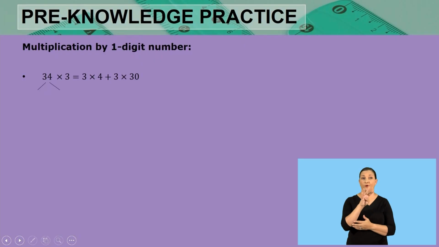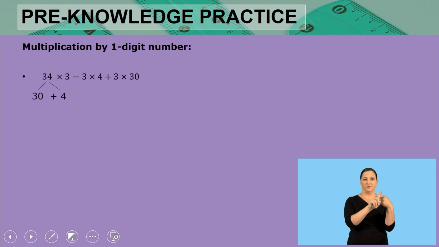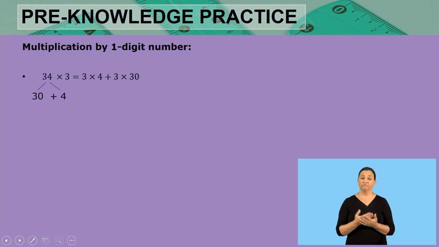So we have there 34 multiplied by 3. Now remember, 34 can be broken up to 30 plus 4. So what we can do here to make the calculation easier is that we can take this one digit and multiply it by each of the numbers that come from 34. So I would have the 3 multiplied by 4 and also 3 multiplied by 30.